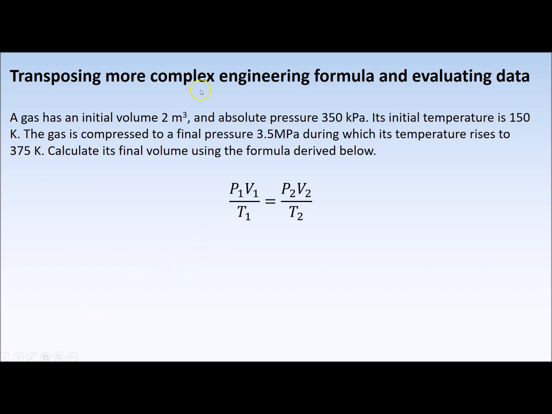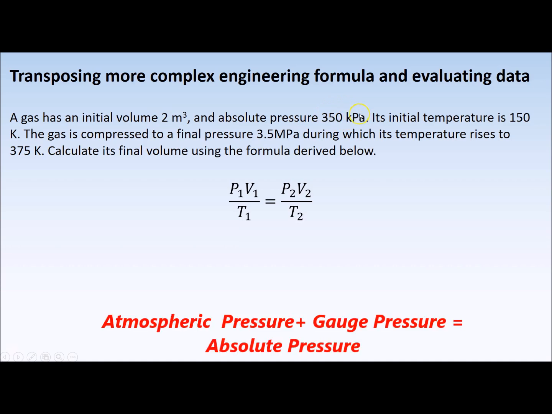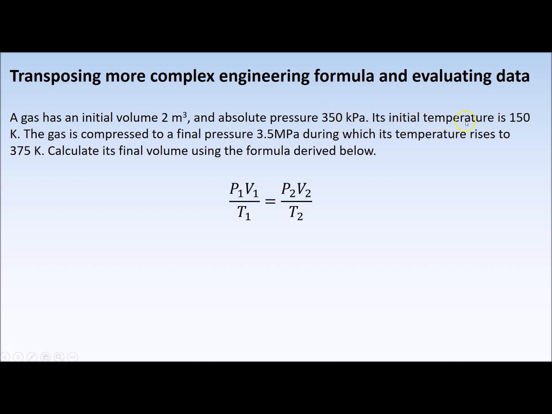Initial volume, 2 meters cubed. Absolute pressure, so that's a combination of absolute pressure and gauge pressure, those two added together, is 350 kPa. And then the initial temperature is 150. So we know all of these. The gas is compressed to 3.5 megapascals, so we know what P2 is. And during that time, the temperature rises to 375 Kelvin, which is T2. So we need to find out what V2 is to calculate its final volume.